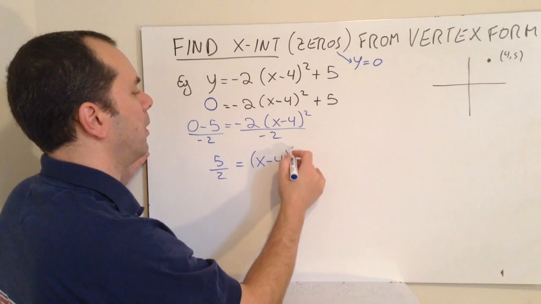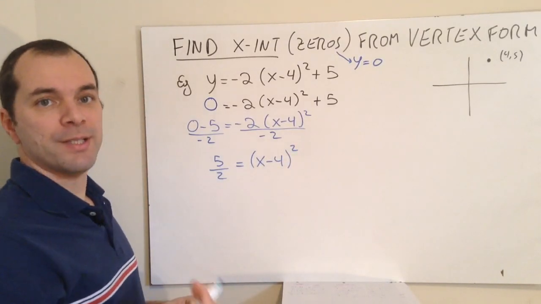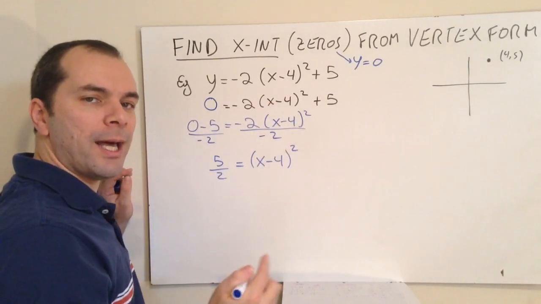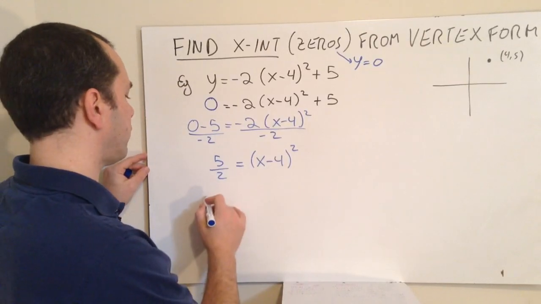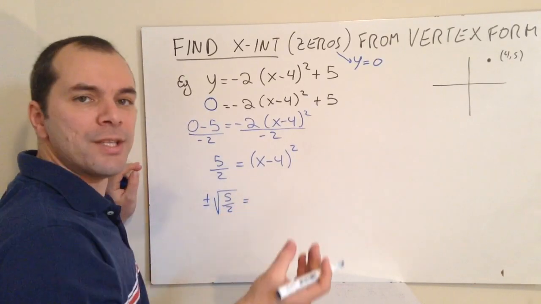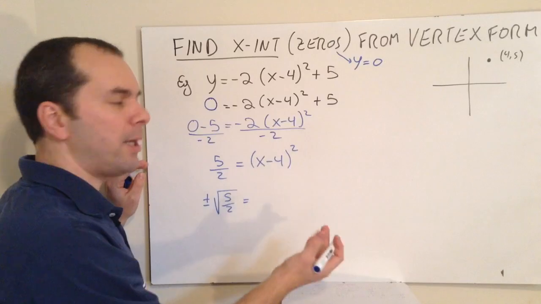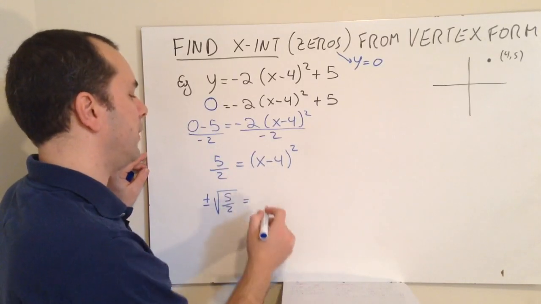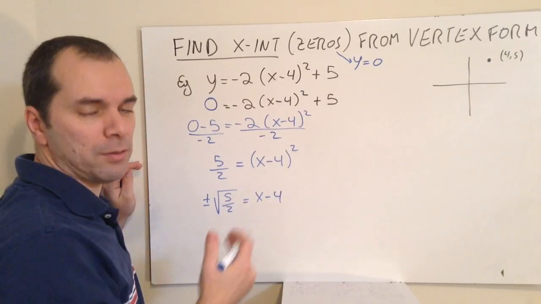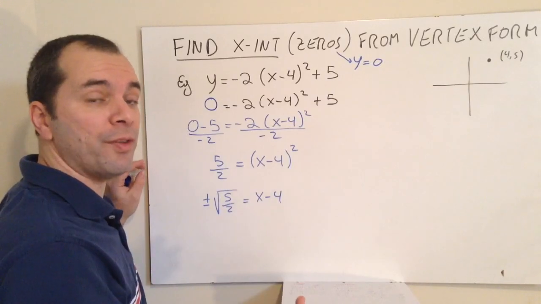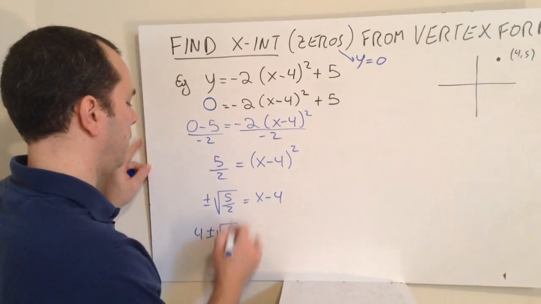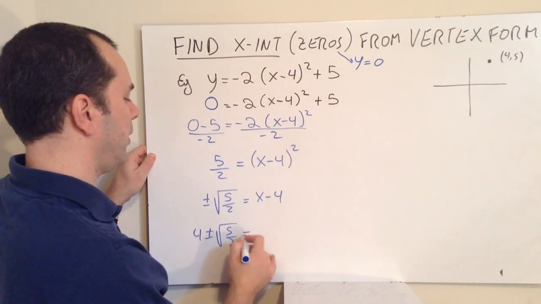So 5 over 2 equals (x minus 4) squared. Now the next thing that goes over is the squared. But as we discussed in class, when you have something squared that goes over as a square root, we need to write it as plus or minus the square root, because whatever answer, either positive or negative, when I square it, I'm going to get 5 over 2. So all I've got left is x minus 4. And I just need to move that minus 4 to the other side. So I would add 4 to both sides, and I get 4 plus or minus the square root of 5 over 2, which is equal to x.